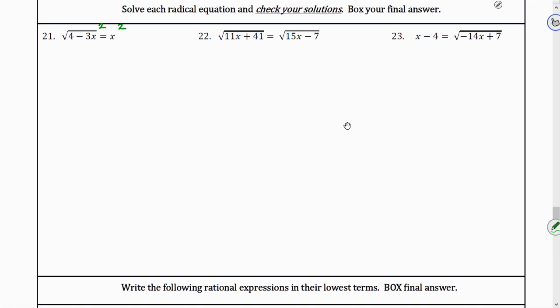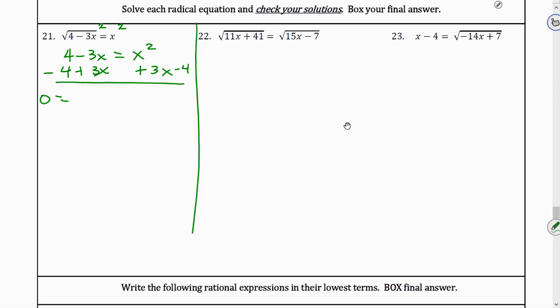If I do that, the square root of 4 minus 3x squared is 4 minus 3x equals x squared. Now this is a quadratic equation, so I will set one side equal to 0 and try to factor if I can. I'll move everything to the right side because I want a positive leading term. So I'll add 3x and subtract 4 from both sides. And I have 0 is equal to, I want to make sure I have space for number 22, 0 is equal to x squared plus 3x minus 4.